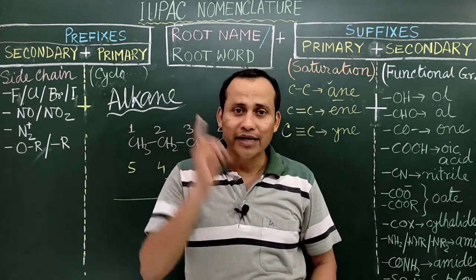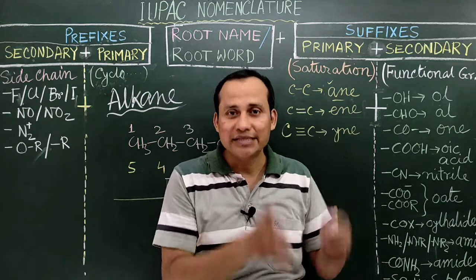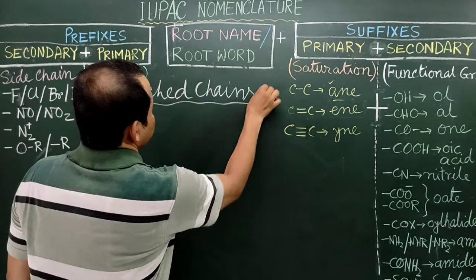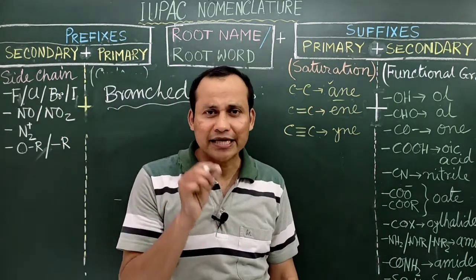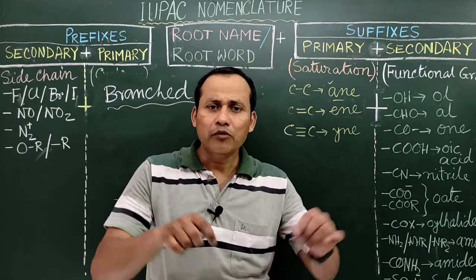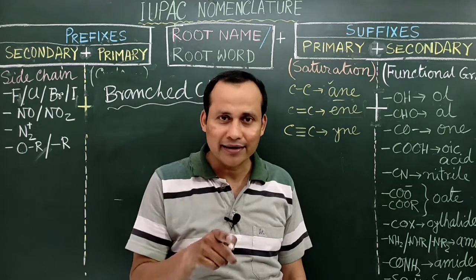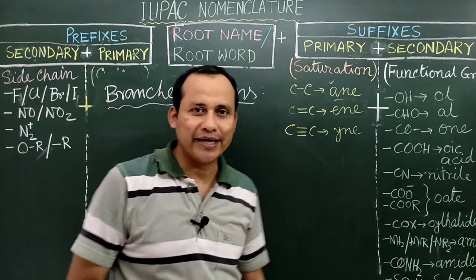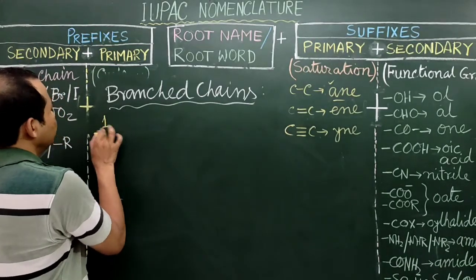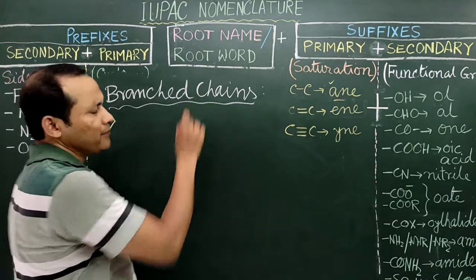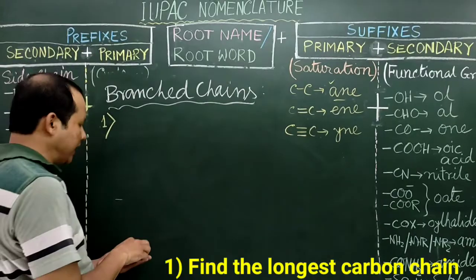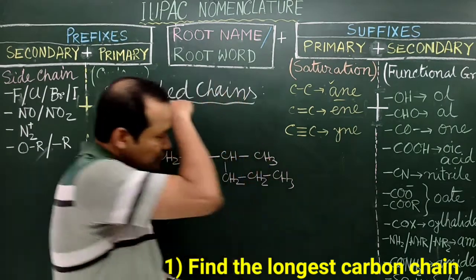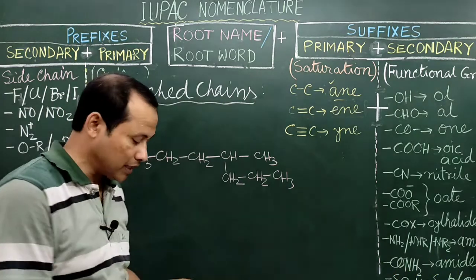So let's go to the branched chain hydrocarbons. Now if branched chains are there, then how to give the name of this compound, that we shall learn right now. Let us write down one example to make it clear. So the first rule will be to find out the longest carbon chain, and we are applying this one in this example. This is the compound. We have to find out the longest carbon chain first.